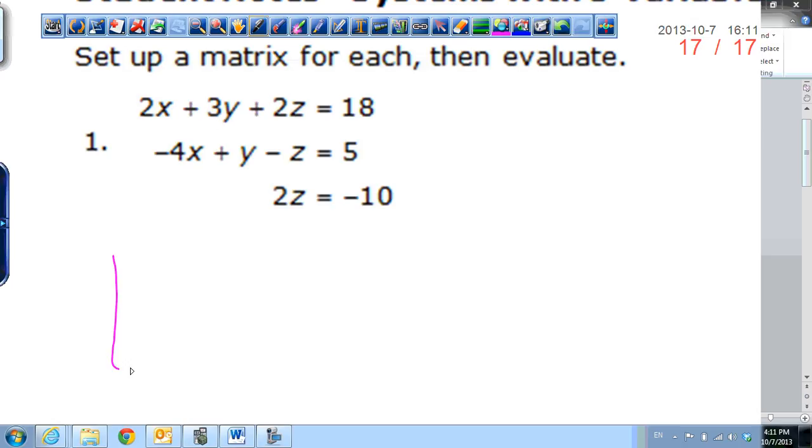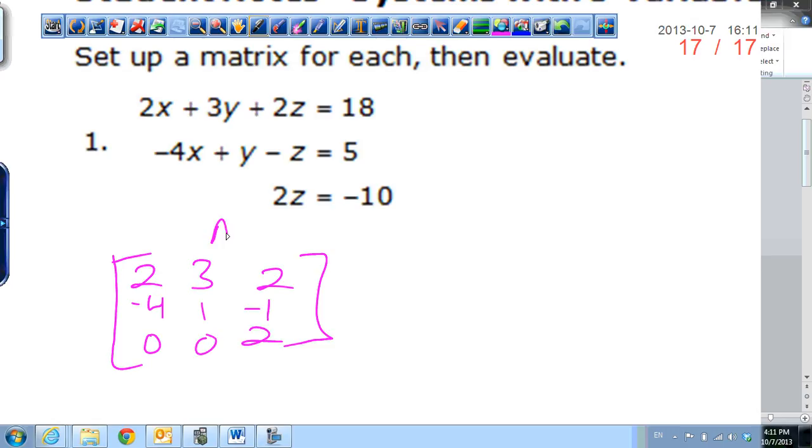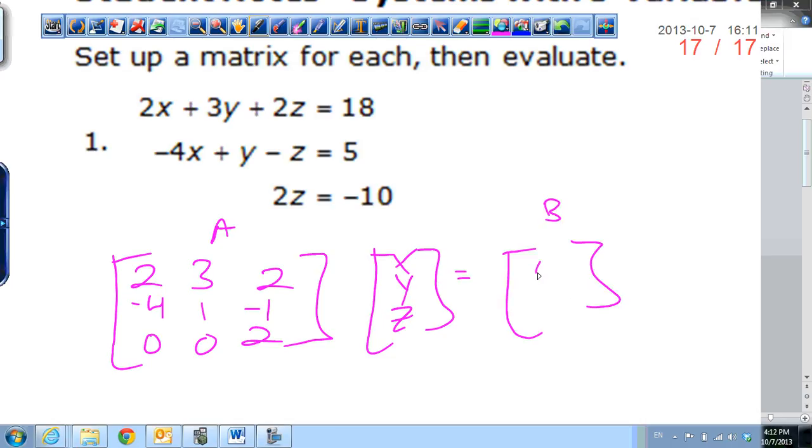And so for number one, everything is lined up. We're just going to go row by row here. So we do 2, 3, 2. Remember, we're doing all the coefficients. So -4, 1, -1. And then if we don't have the variable there, then it's just a 0. And that's my A matrix. And then this time, instead of xy, it's xyz, just because we're dealing with three variables. And then I got my B matrix here of 18, 5, and -10.